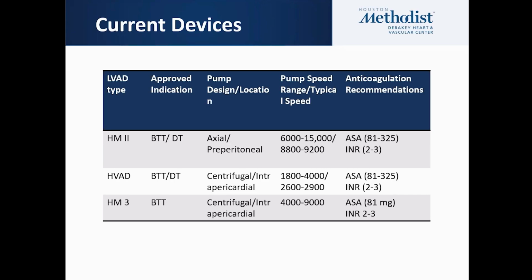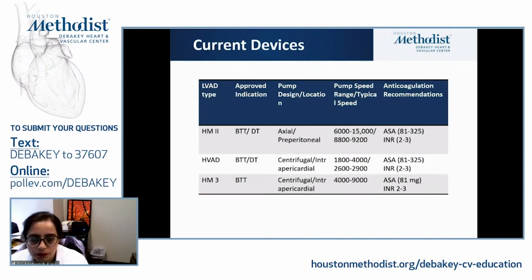This is just a table that helps us understand the differences between these devices. As I mentioned, HeartMate 2 is an axial flow pump, and the pump sits outside the inflow cannula in the LV cavity, with the pump speed ranges that I mentioned earlier. HVAD and HeartMate 3 are centrifugal flow pumps, with the pump speed parameters as I listed here. The goal anticoagulation is generally the same, INR 2 to 3 for all three devices, with aspirin.